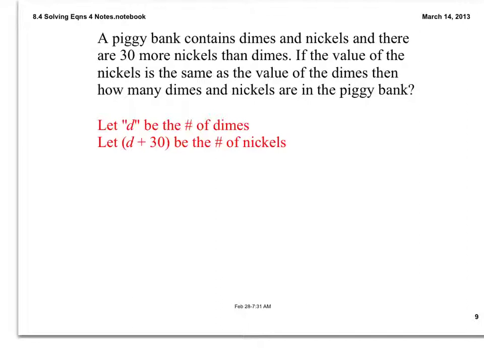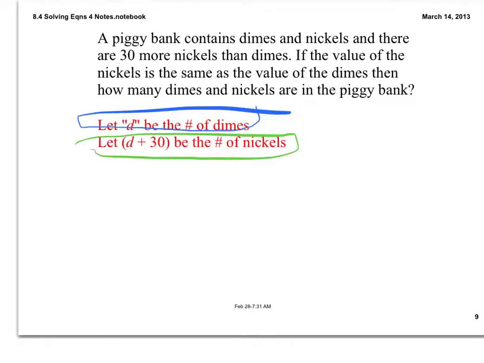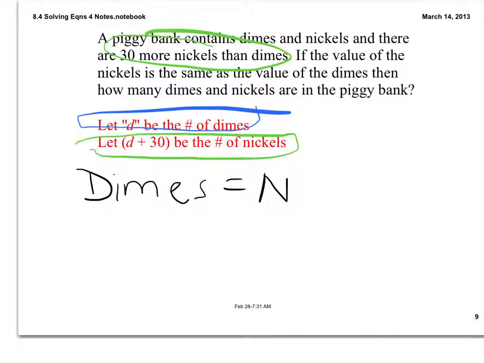Now to begin with, you have nickels and dimes. You only want one variable, so we're going to let D be the number of dimes, and then D plus 30 be the number of nickels, because it says in the question there are 30 more nickels than there are dimes. So to solve these types of questions, you will always have two different types of information equal to one another. So on the left side we will have dimes equal to nickels.